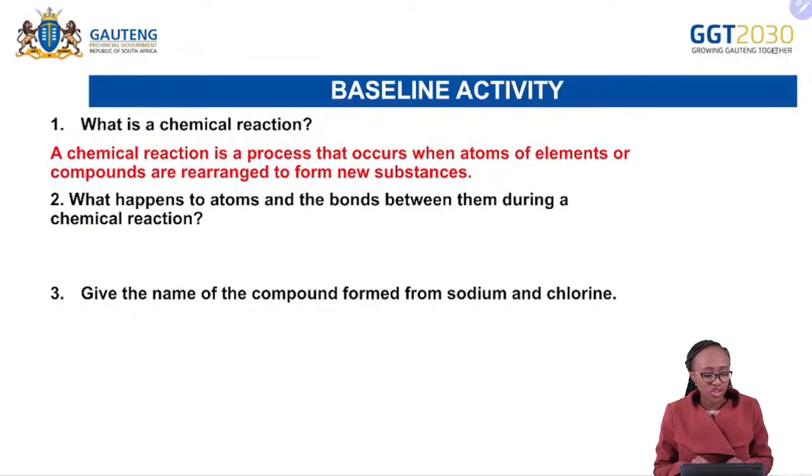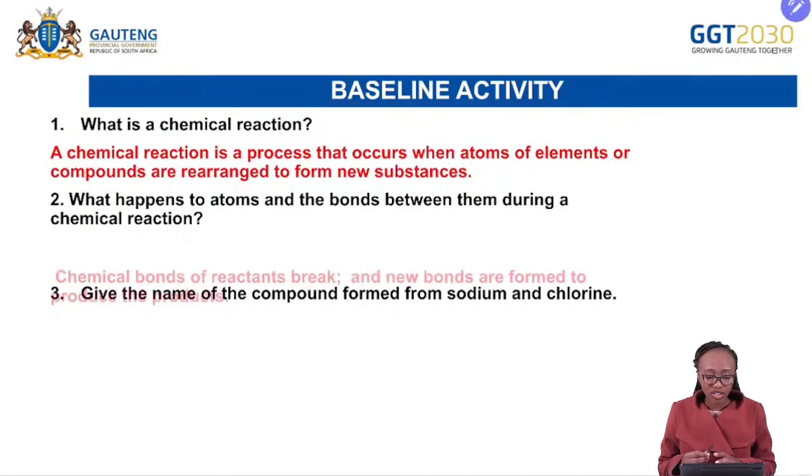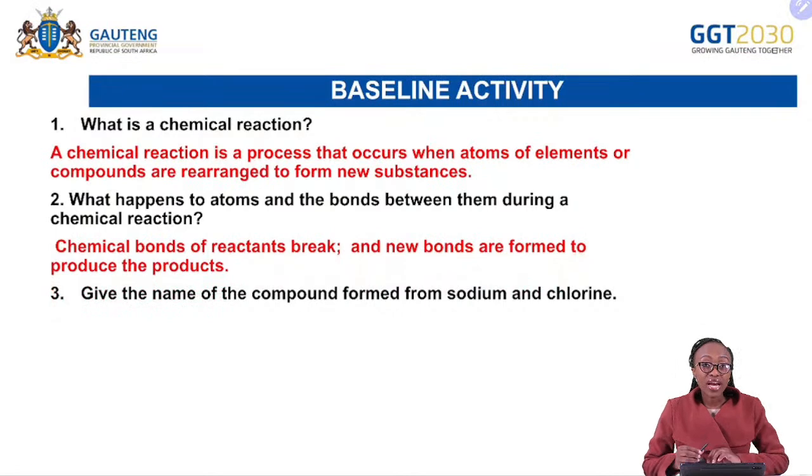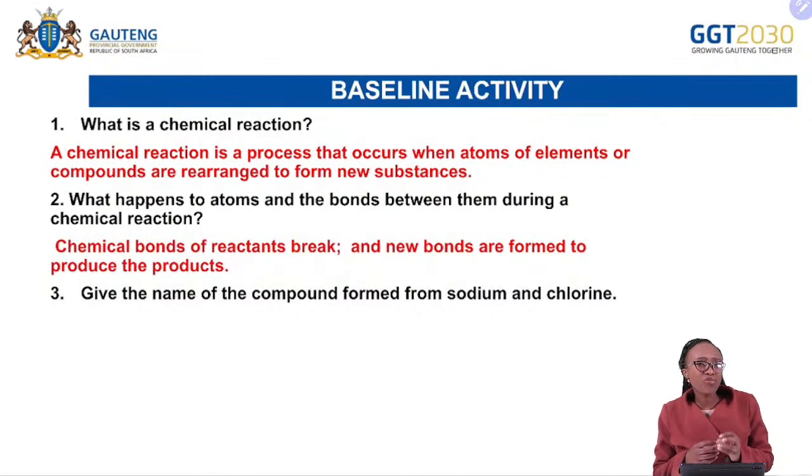Our second question read, what happens to atoms and the bonds between them during a chemical reaction? During a chemical reaction, this is what happens. Bonds of reactants break and new bonds are formed to produce new products. Just to further explain this answer, remember we said a chemical reaction is where there is a rearrangement of atoms of elements or compounds to form new substances. So before the rearrangement, there was an initial arrangement.